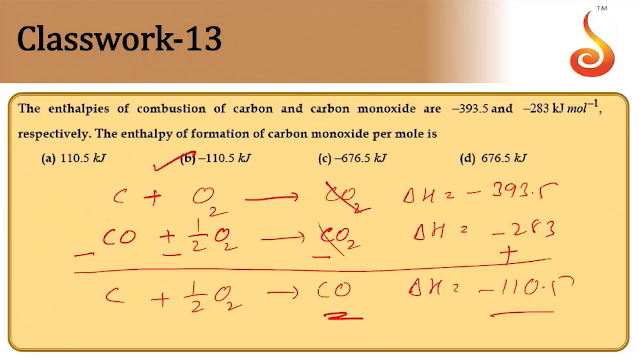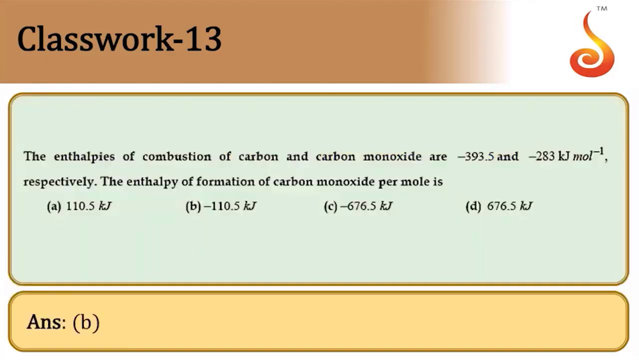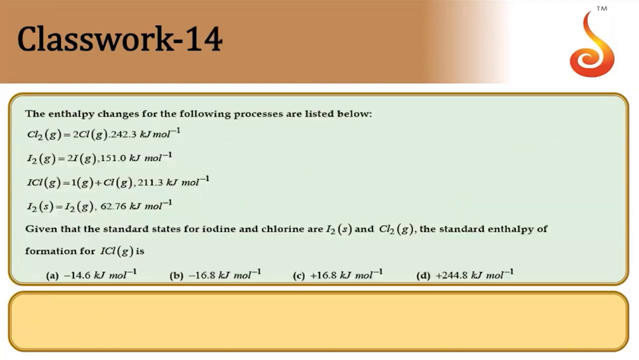So we wrote the equations given to us: enthalpy of combustion of carbon and enthalpy of combustion of CO. We subtracted one from the other and we got the heat of formation of carbon monoxide, which is minus 110.5.